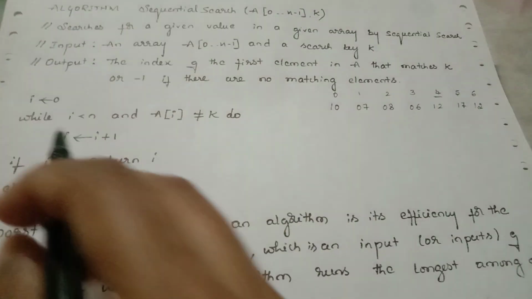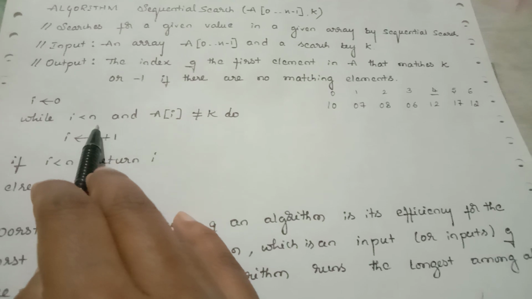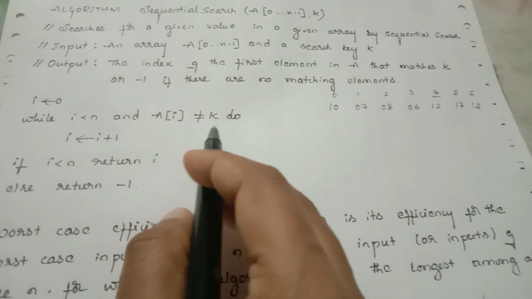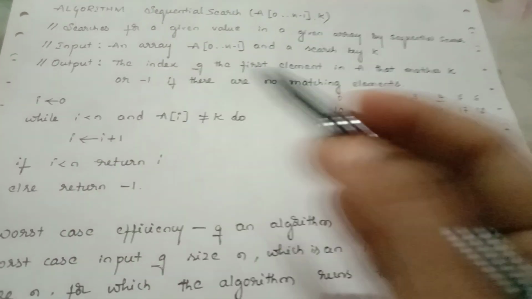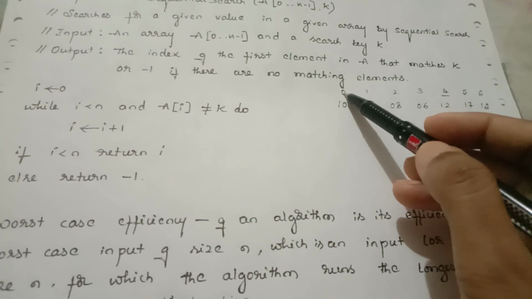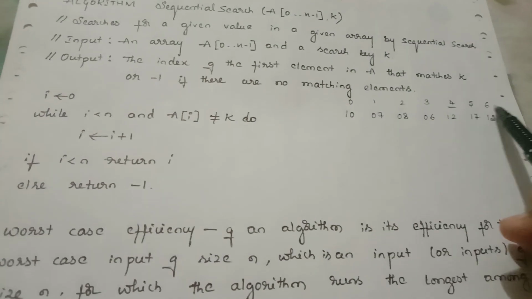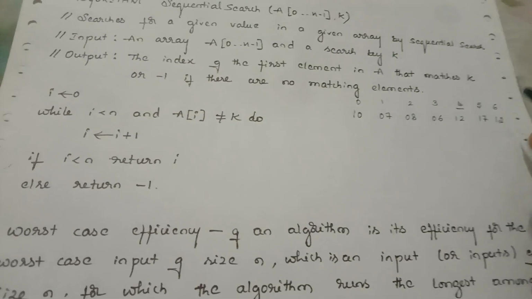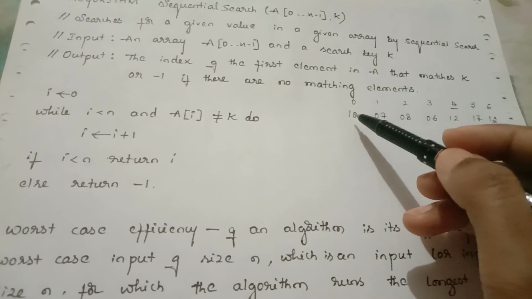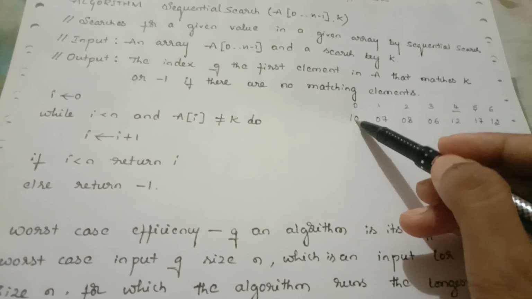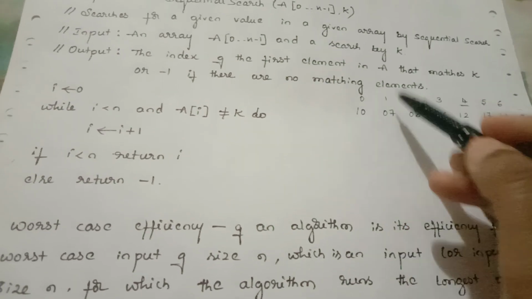So here let us start with i equals 0, and while i is less than n and A of i is not equal to k, we just increase the value of i. i means the index value. Index value starts here and we check i is less than n. The n value here is 7, so there are 7 elements. 0 is less than 7 and we compare A of 0 with the given key element, for example 12.